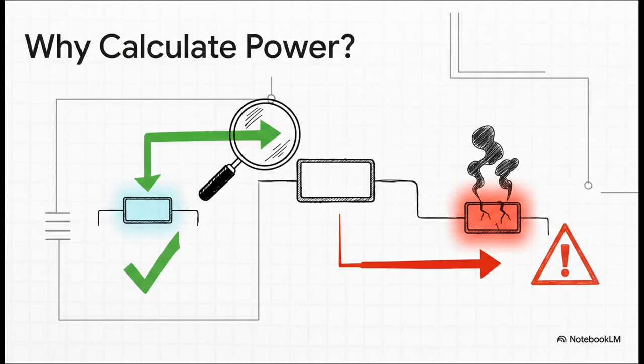You see, every single component in a circuit, like a tiny resistor, has a power limit, a maximum amount of power it can handle. Engineers have to calculate the power running through every little piece to make sure it can take the heat without, well, overheating, failing, or even worse, catching on fire.